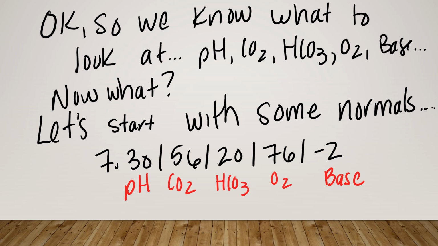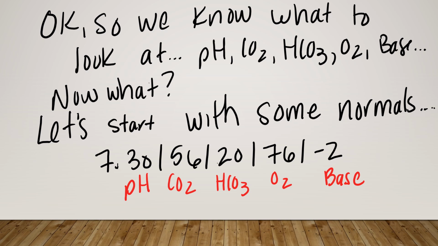Last night we spent some time talking about the key values that nurses need to be looking at when they are going to analyze blood gases. So let's apply that to a nice normal blood gas: 7.30, 56, 20, 76, and -2. Primarily, we want to focus on the pH, the CO2, and the HCO3 or the bicarb. So pH, carbon dioxide, and bicarb. Let's look at each one and analyze what is happening.